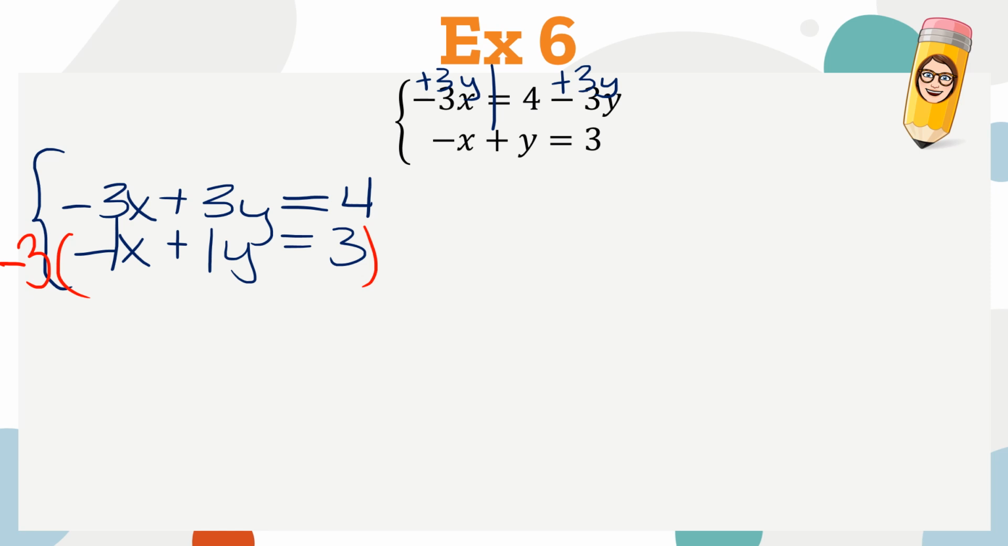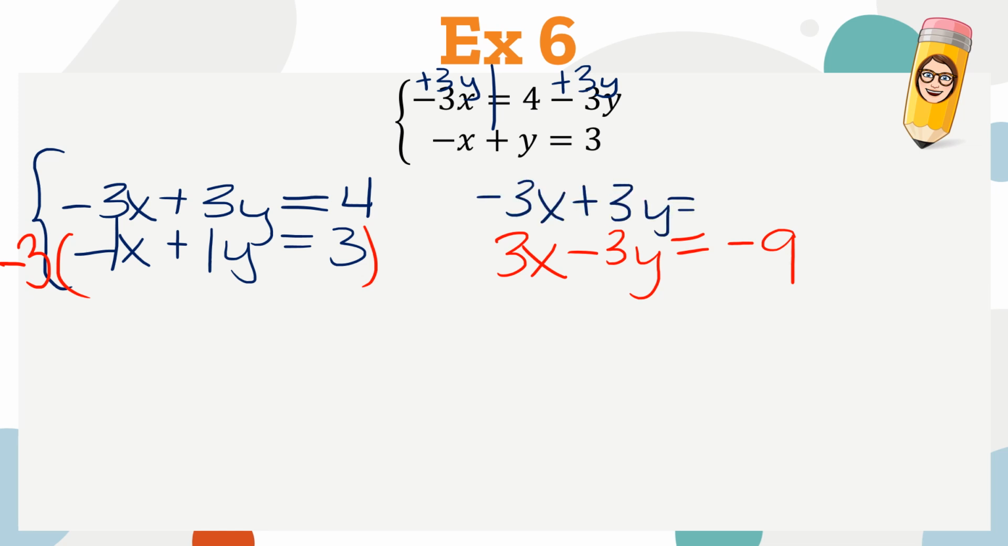Let's distribute negative 3. Negative 3 times negative 1x is positive 3x. Negative 3 times positive 1y is negative 3y. And negative 3 times 3 is negative 9. And then I'm just going to rewrite the first equation. We didn't do anything to that first equation. It's still exactly the same. Here's my new system.